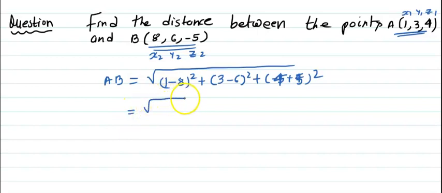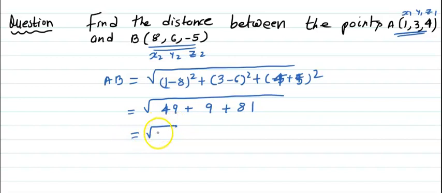Okay, so 1 minus 8 is minus 7, and minus 7 square is 49. 3 minus 6 is minus 3. Minus 3 square is 9. And 4 plus 5 is 9. 9 square is 81. If we add it, 49 plus 9 plus 81, we get root 139. And root 139, if you put in a calculator, it will be 11.81 to 2 decimal places. Okay, so this is the distance between the point A and point B.